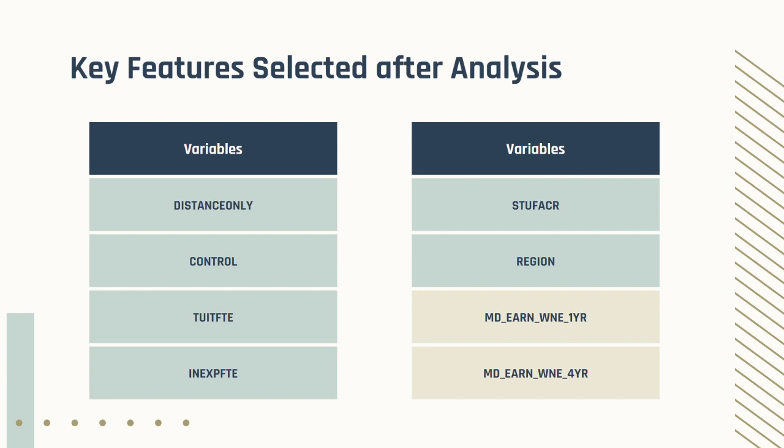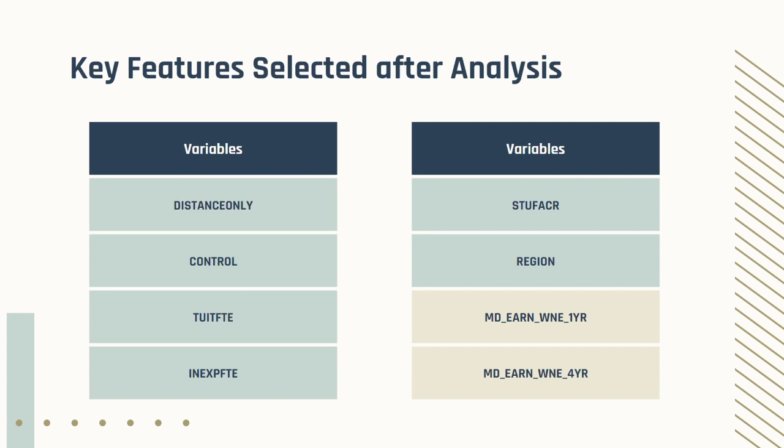Hello guys, I'm Pratham Patel. Moving on to the features selected after our analysis, we have selected and tested 6 features against 2 salary features. These 6 features consist of distance only, which means whether a college offers an online degree or a traditional degree. Secondly, the control feature. It consists of 3 values which show the ownership, that is, whether the institution is publicly owned, privately owned but non-profit, or proprietary owned.